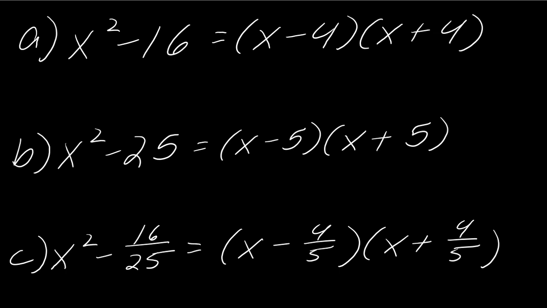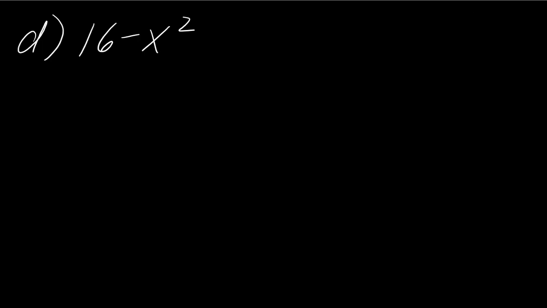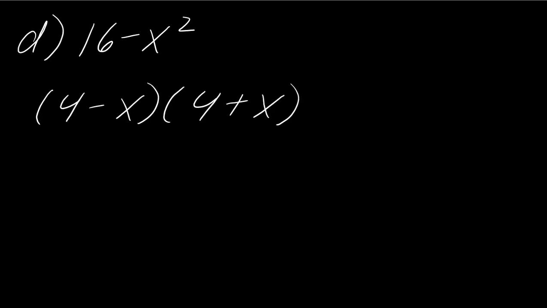Okay, so let's keep going. Now, instead of having x squared minus 16, what if I have 16 minus x squared? In this case, the number comes first. So the easiest way to factor this is to just reflect that in your factoring. Because we need this x squared to be negative, the best way to make that happen is 4 minus x, 4 plus x. And this negative x times x will give you a negative x squared.